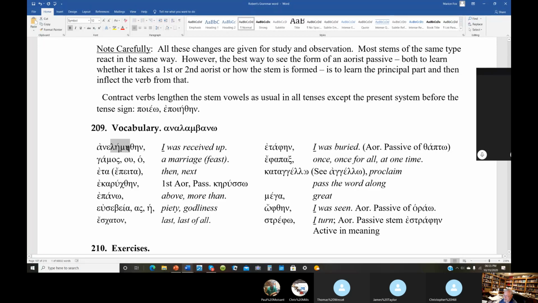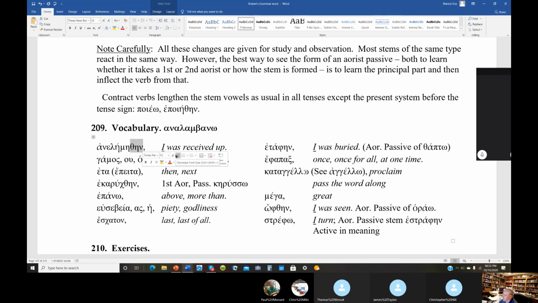Let's say, okay, and so that changes, and the alpha then becomes an eta. Alpha becomes an eta, all right. You have a thane ending. I was received up, right? Are there questions about that one?